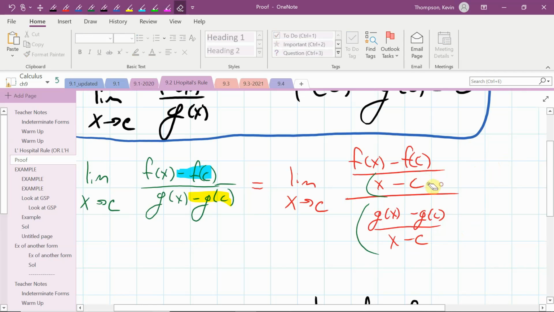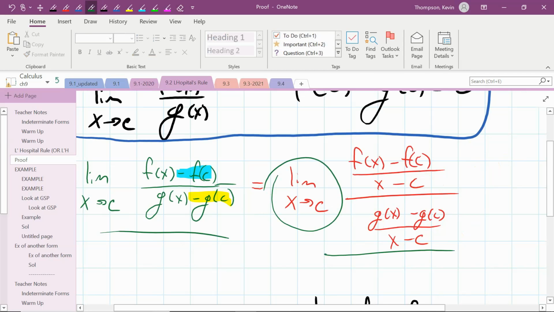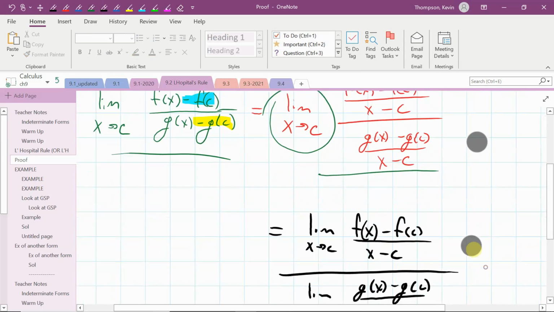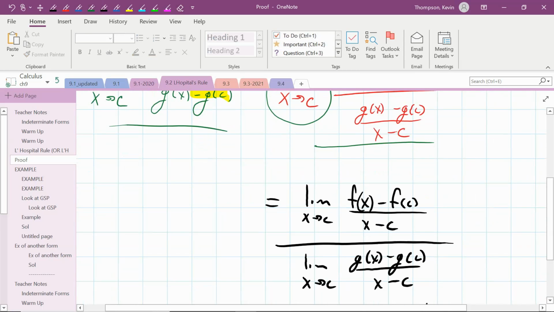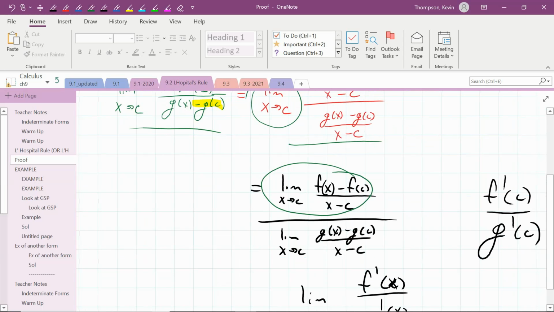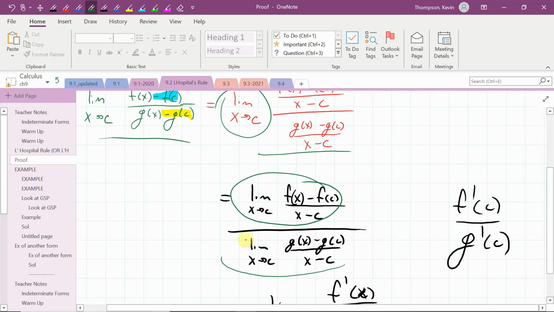So if I've done that, this limit should be the same as this limit. But properties of limits let me rewrite that as a couple of limits. And now, looking at this, I hope you can see that this is a derivative, that this piece here is really that alternate form. So that would be f prime of c, and this piece here would be g prime of c.